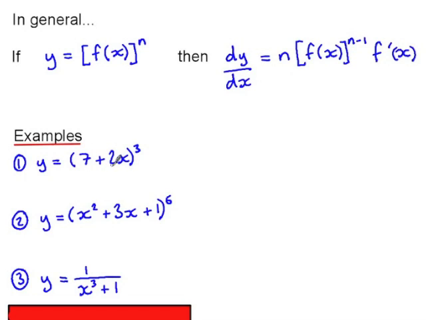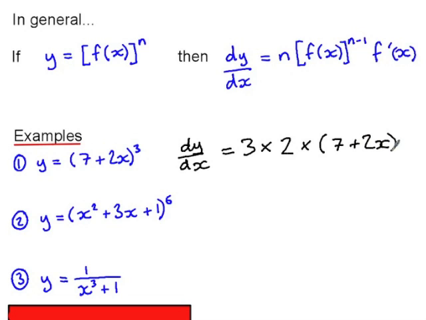We no longer need to say let u equals 7 plus 2x, etc., because we can use this special case of the chain rule. So to differentiate y with respect to x, we multiply by 3. We multiply by the derivative of the function, so 7 plus 2x, that's derivative of 2, and we multiply by the function in the bracket, but reduce the power by 1. So simplifying, this is 6, 7 plus 2x squared.